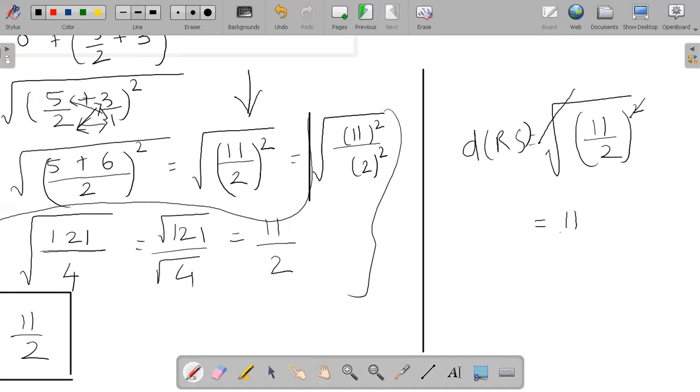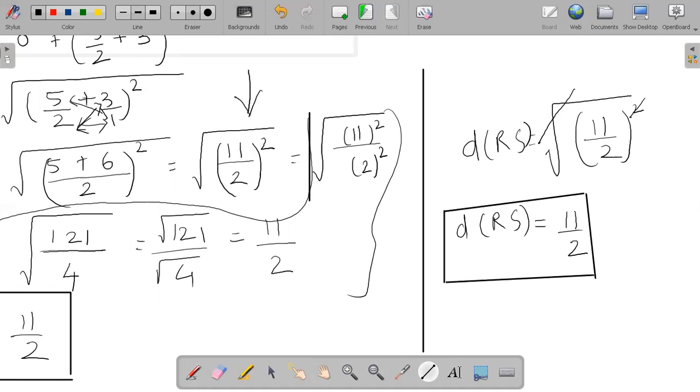So inside we had 11 upon 2. So 11 upon 2 as it is. So distance between RS is 11 upon 2. Is this clear what I did here? Yes or no? I couldn't hear you. Can you just repeat? Did you understand this, what I did here? Yes, I understood. Okay.